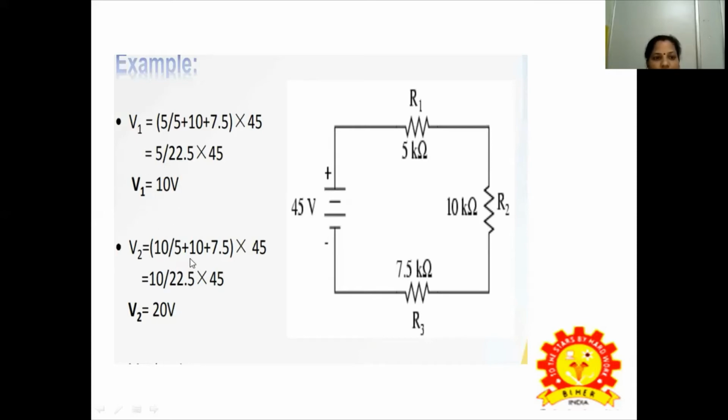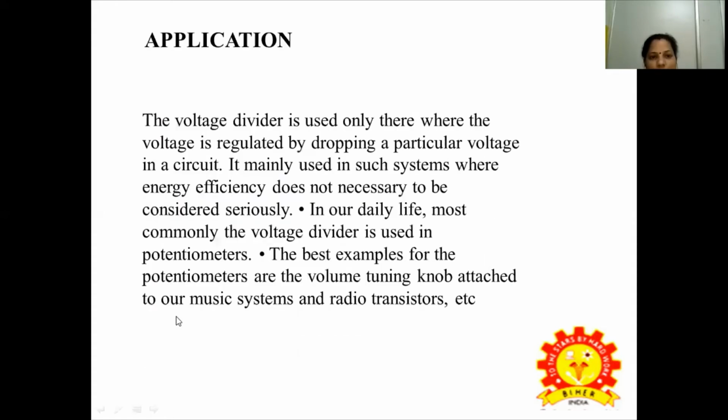So V2 equals R2 divided by R1 plus R2 plus R3, times total voltage. So 10 divided by 2.25 plus 5, times 45. So V2 is equal to 20 volts. So that is the application of the voltage divider rule.